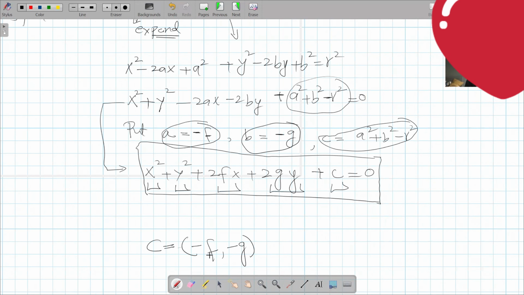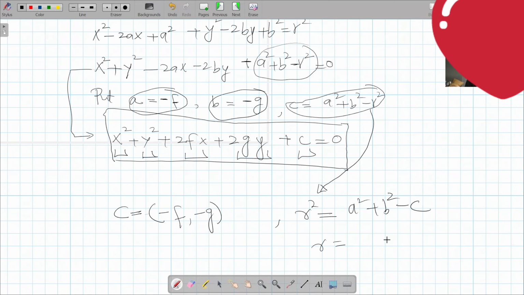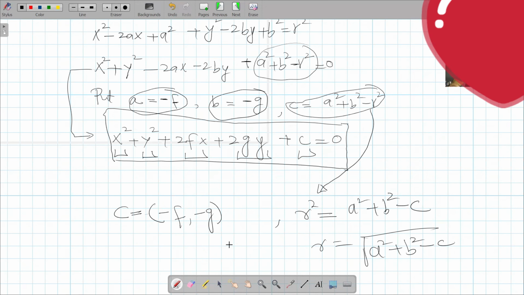So now a is negative f and b is negative g. So the center will be (negative f, negative g). And what about the radius? Can we find the radius from this equation? We can find r squared: a squared plus b squared minus c, and we will take the square root. So the radius will be the square root of a squared plus b squared minus c. This capital C represents the center of the circle, and this is small c.